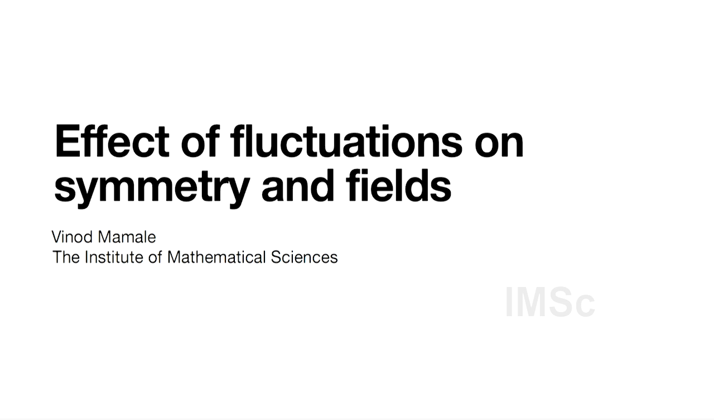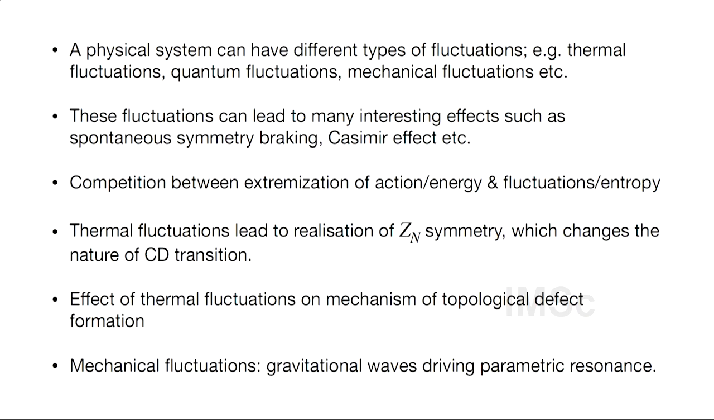So today I will be talking about effect of fluctuations on symmetry and fields. So which symmetry and which fields we will see. Any physical system is not ideal, so there will be some fluctuations in it. The type of fluctuation can be thermal fluctuation, quantum fluctuation, or mechanical fluctuations, or any other type of fluctuations. These fluctuations can lead to many interesting effects such as spontaneous breaking of symmetry, Casimir effect, or other kind of effects.